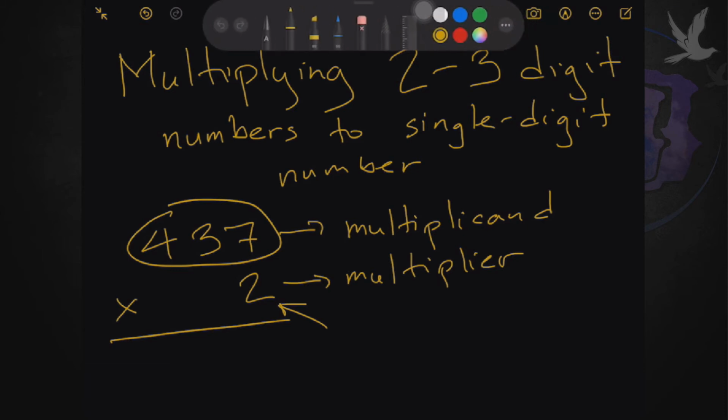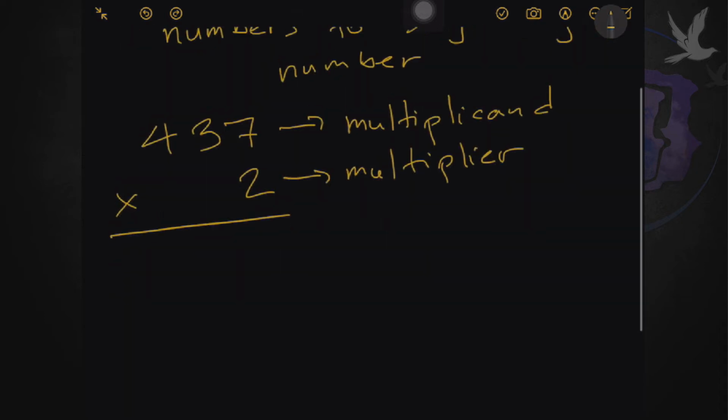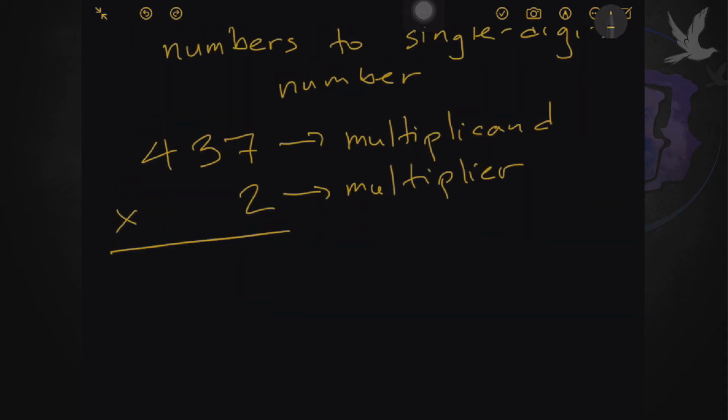So how do we solve this? All you have to do is to solve starting from the ones place. So let's start with 2 times 7, which will give you 14. Are you supposed to write 14 this way? No, because you need to carry over the number that doesn't belong to the place value.